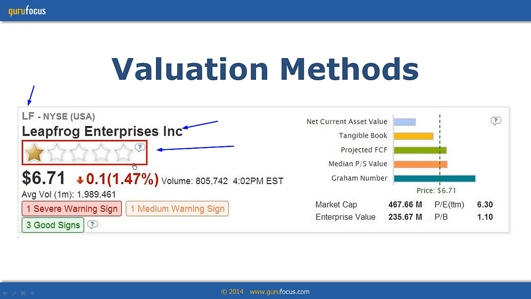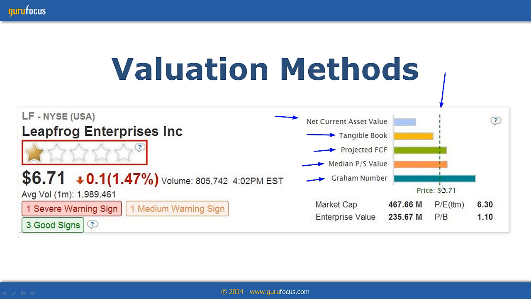It gives you the day's action, whether it's up or down on the day, as well as volume when that was last updated, and then some auto-generated good, medium, and severe signs regarding that stock that are available for premium members. Now, in addition, on the right side, we give you a very quick glance at a handful of valuation metrics, and we'll cover each of these today. They include net current asset value, the tangible book value, projected free cash flow, median price to sales, and the Graham number. And you'll also notice there is a dotted line going vertical.